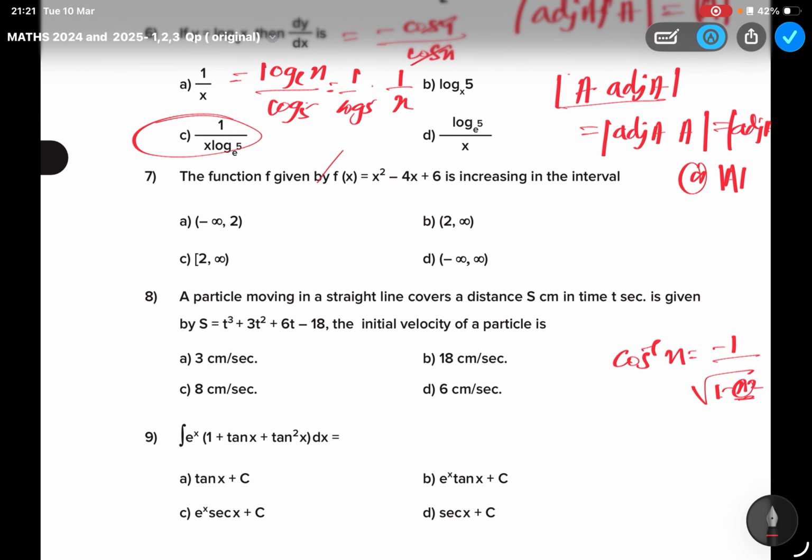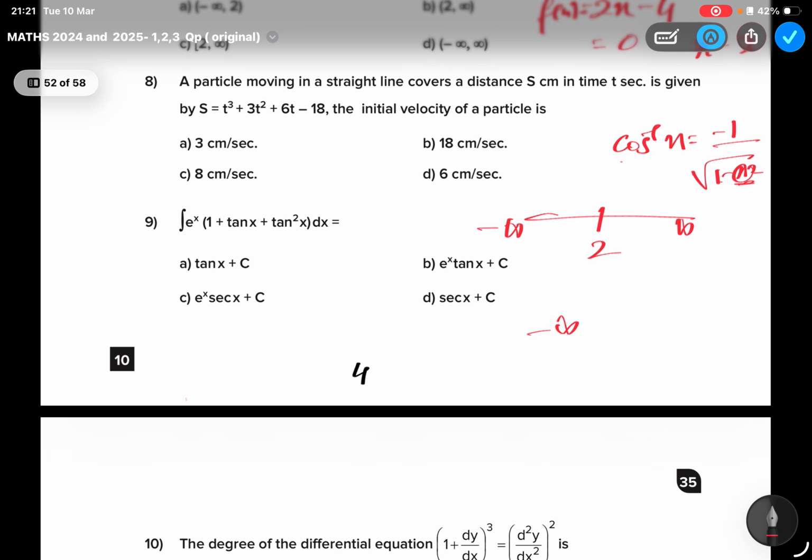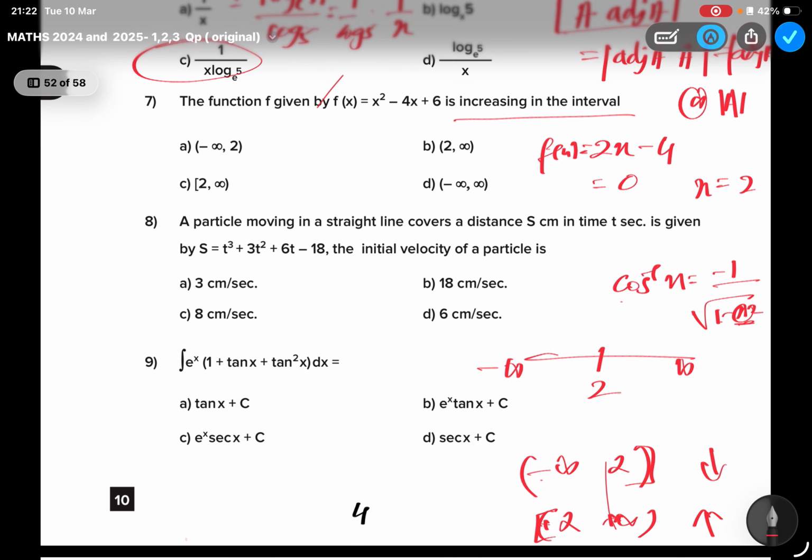The function x square minus 4x plus 6 is increasing in the interval. Very simple. What is the differentiation? 2x minus 4 equal to 0. So then 2x minus 4 equal to 0, x equal to 2. So here it is 2, here it is minus infinity, plus infinity. You will get 2 intervals. Minus infinity to 2, 2 to infinity. Increasing only they are asking. It should be closed. And now minus, plus: minus is decreasing and plus is increasing. So 2 to infinity is increasing.